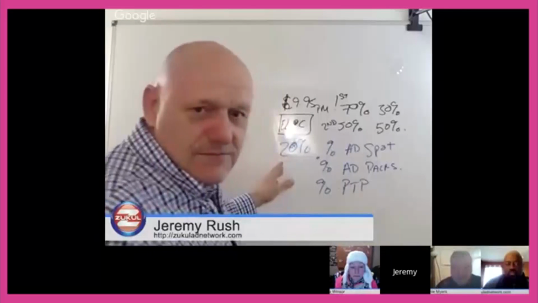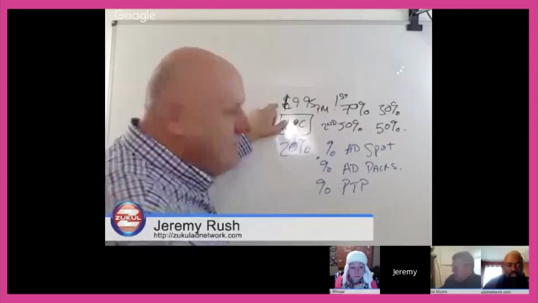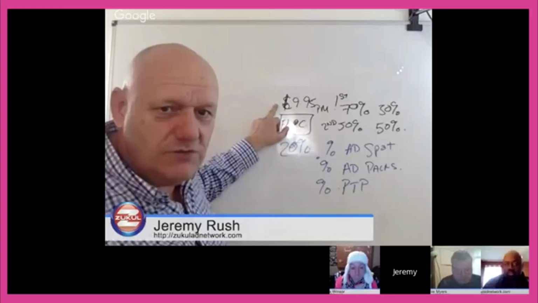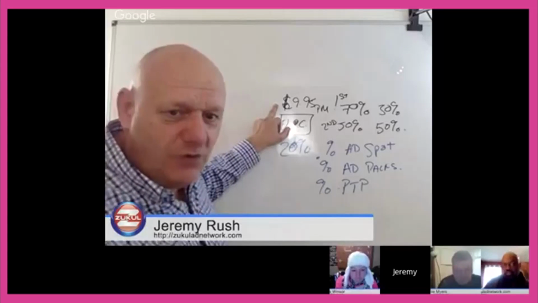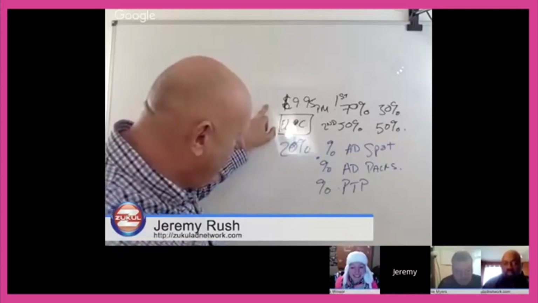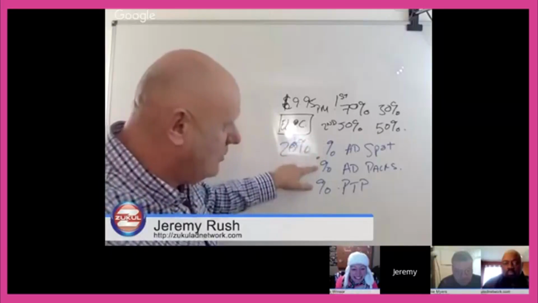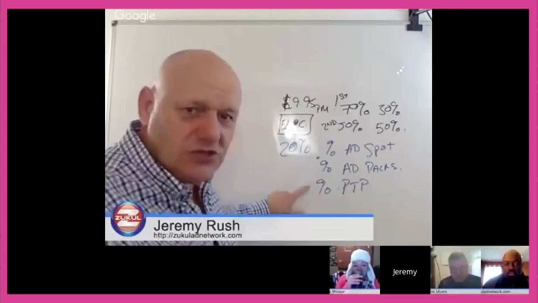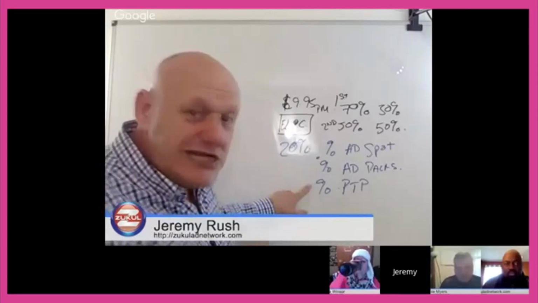Think about it. If we can take from this on JVZoo $170,000, what are we going to do on ClickBank? It's going to be phenomenal. And there's going to be a percentage of that money going to ad spots, ad packs, and pay to post. Now, pay to post, we just need to kickstart it.